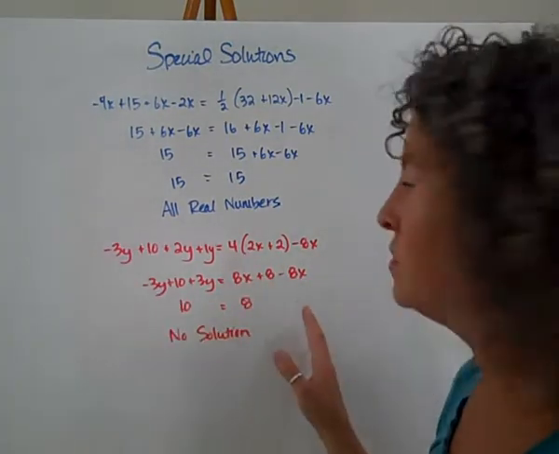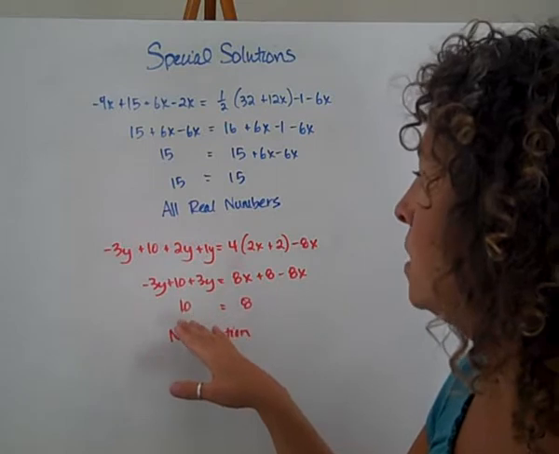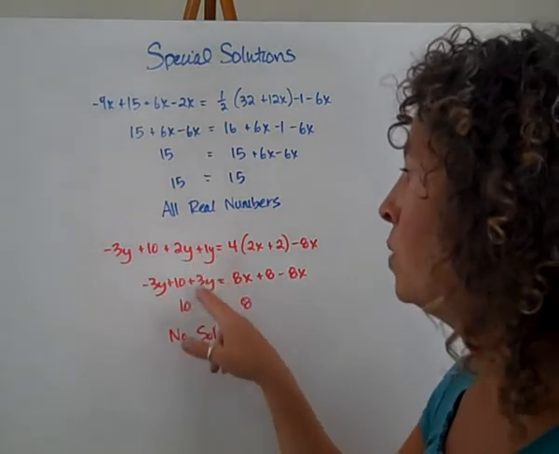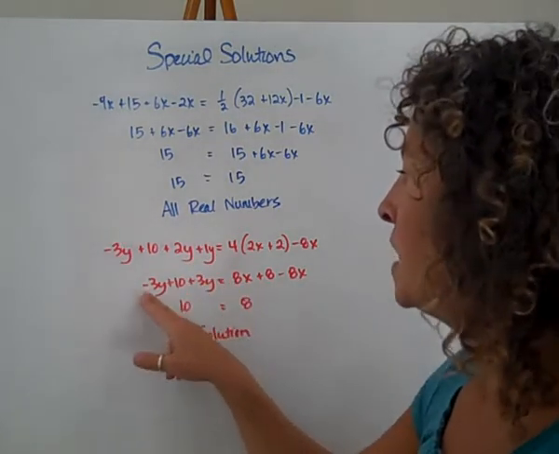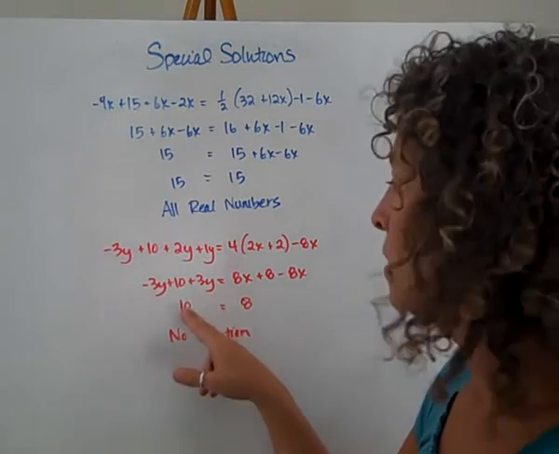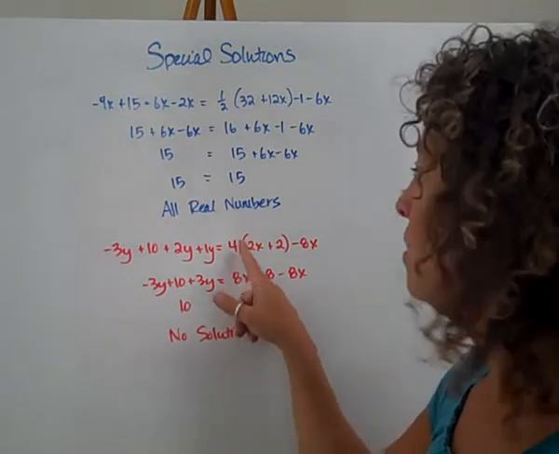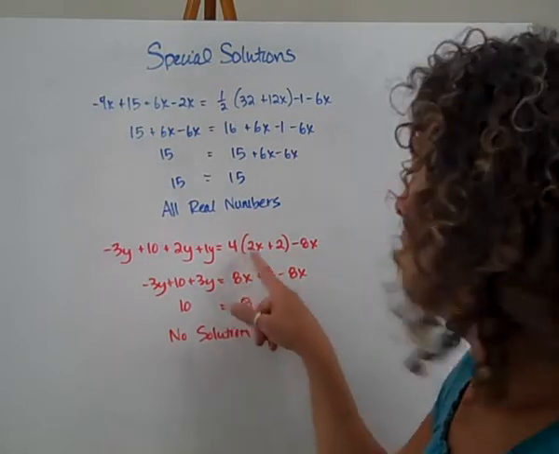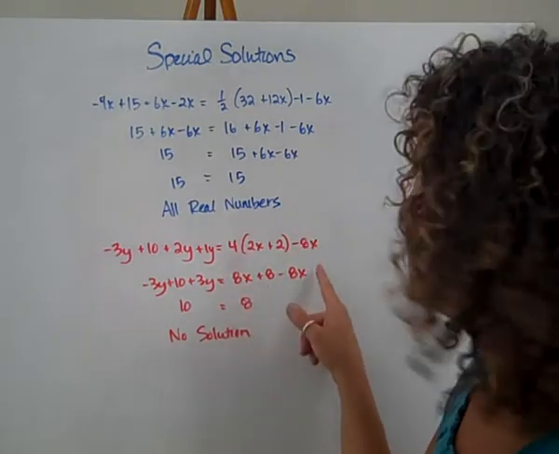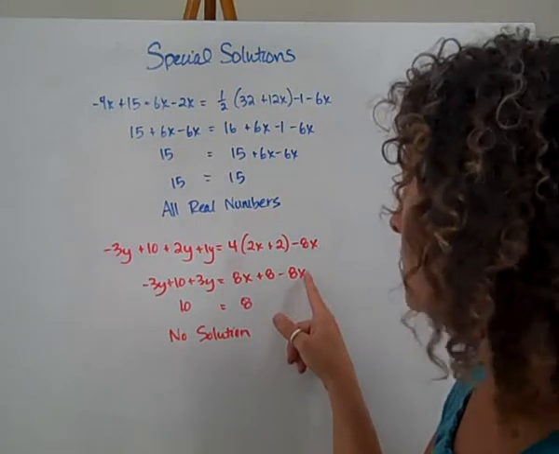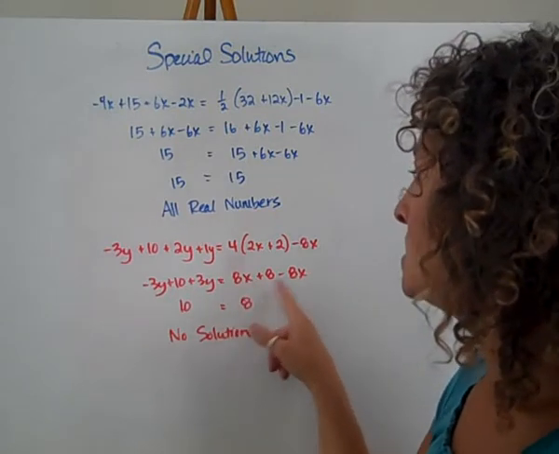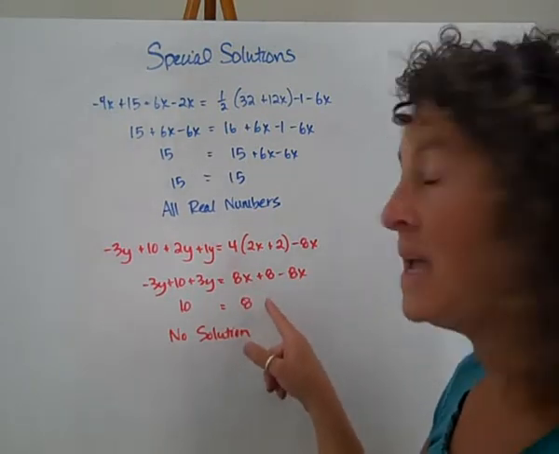So let's simplify each of these sides. On the left side here, I can put together my 2y and my 1y and get 3y. And then the negative 3y and the 3y cancel each other out and leave me with just 10. On the right side, I need some more distributive here. 4 times 2x is 8x. 4 times 2 is 8. That minus 8x comes along for the ride. So I end up with 8x and minus 8x cancel each other out, and I'm left with 8 here.